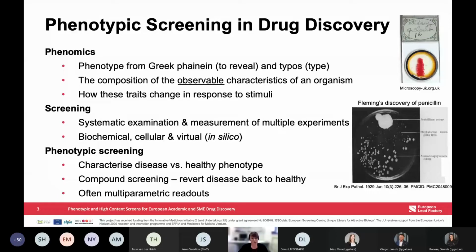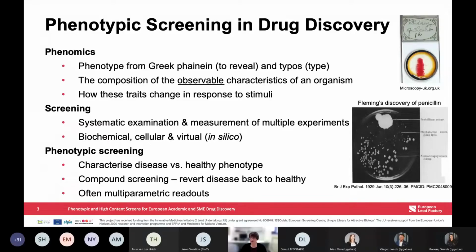Screening can be defined as the systematic examination and measurement of multiple experiments. And in the context of drug discovery, those screening experiments can be biochemical, cellular, or virtual with in silico screening. So phenotypic screening then being characterizing the disease versus the healthy phenotype, and compound screening against the phenotype to revert the disease state back to the healthy one.